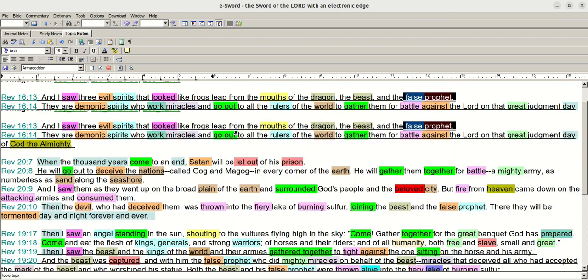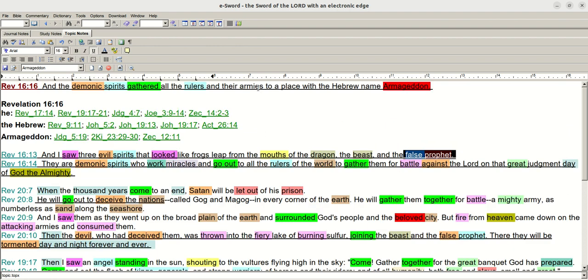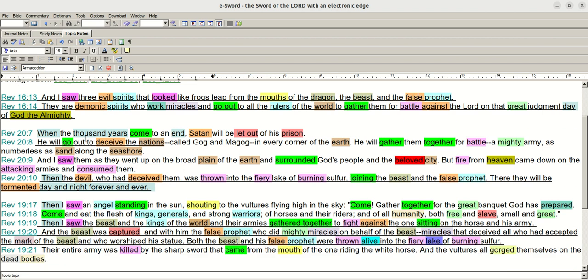Now, who gathered the armies in the first battle? It was the three dynamic spirits controlled by the dragon, the beast, and the false prophet, right? Now, when we get to Revelation 20, after the 1,000 years where Satan was let out of his prison, he will go out to deceive the nations. Who is that? Satan. So, there we have it. First battle, the dynamic spirits gather the army. Second battle, Satan gathers his army himself.